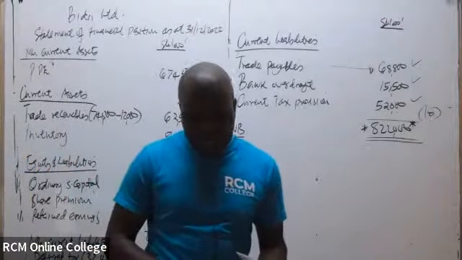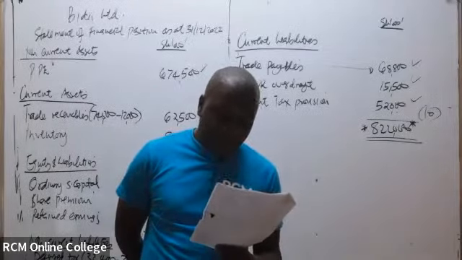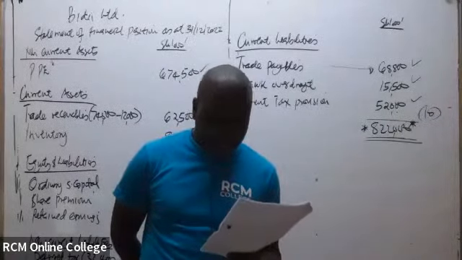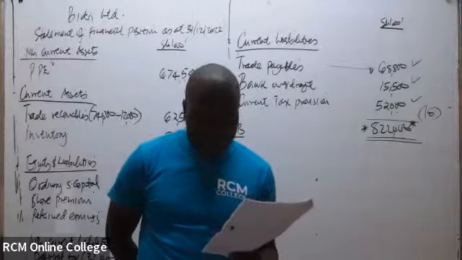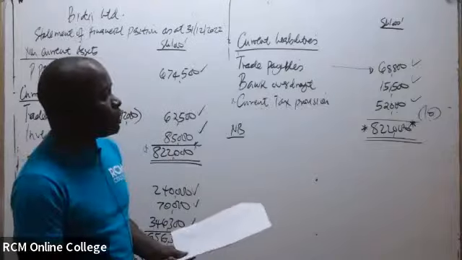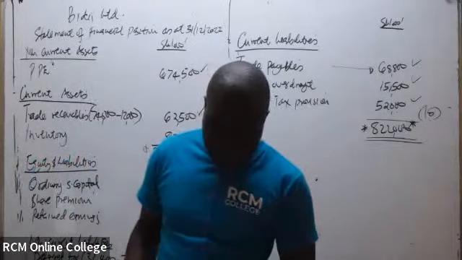So we said it is what? They actually underprovided for tax. It is an under provision. And therefore, you end up having to deduct it. But if it is actually on the credit side, it is an over provision. And then you'll end up having to add it.